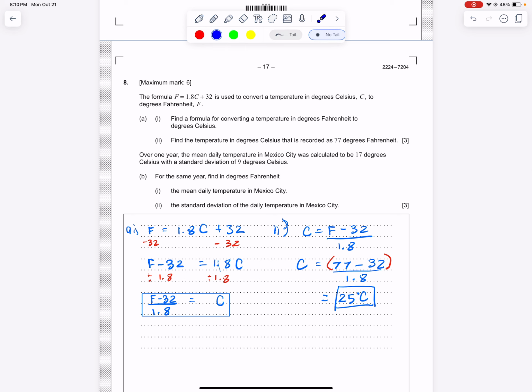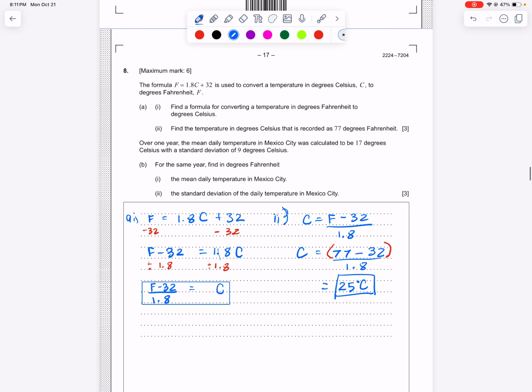So part B says, over 1 year, the mean daily temperature in Mexico was calculated to be 17 degrees Celsius with a standard deviation of 9 degrees Celsius. And it wants to know what's the degrees in Fahrenheit during that year. The mean first and then the standard deviation. So let's go ahead and find the mean. In order to find the mean, you are doing that conversion once again, but we are going now back to Fahrenheit.